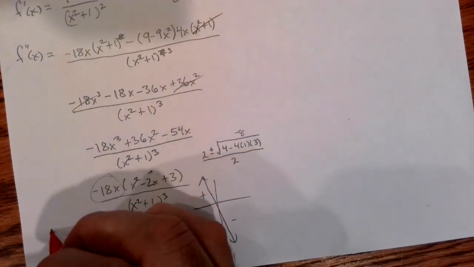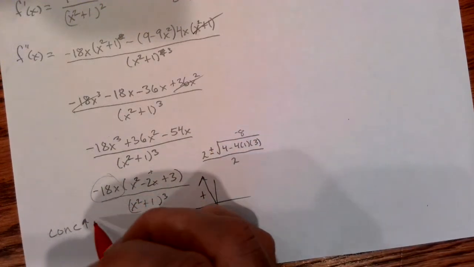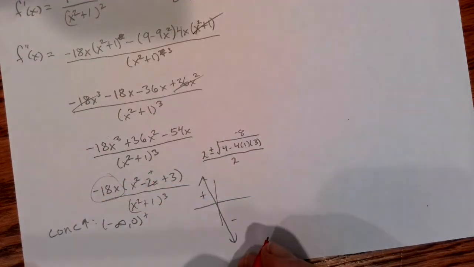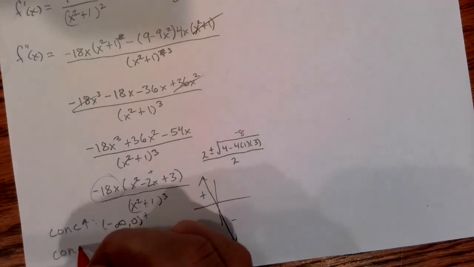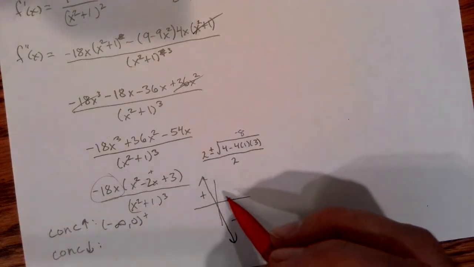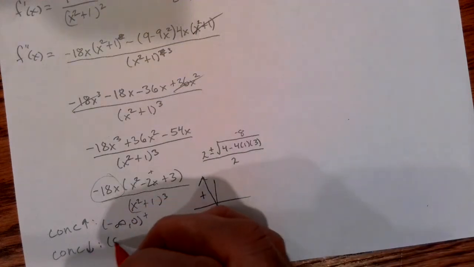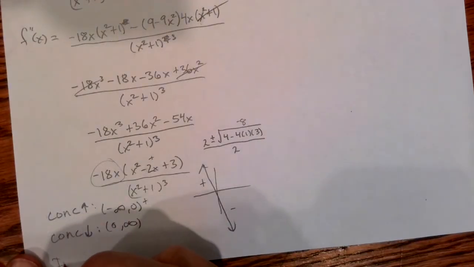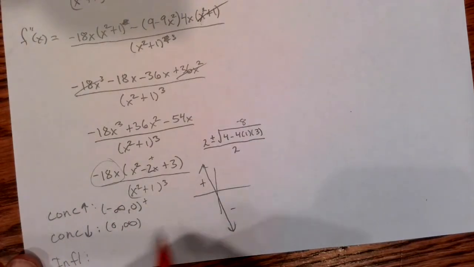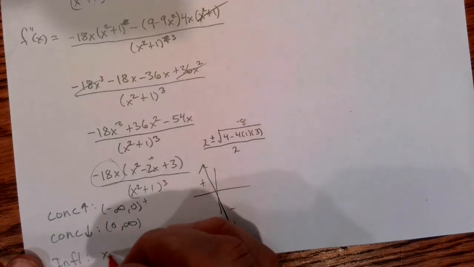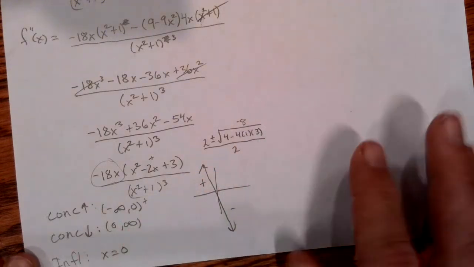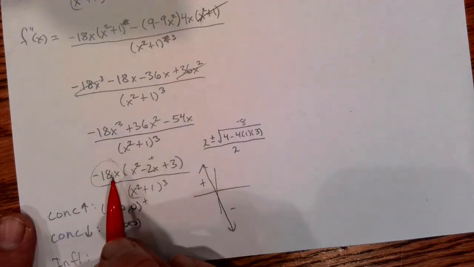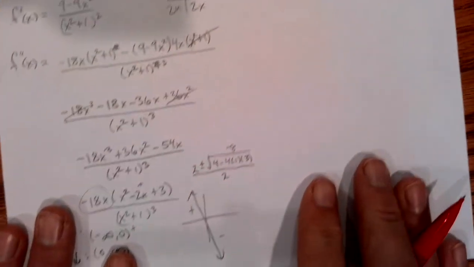So when we're talking about concave up, we're looking at negative infinity to 0. And when we're looking at concave down, we're looking from 0 to infinity. And when we're looking at inflection, we're going to look at x equal to 0. That's where it changes sign. So the point of this one was to talk about the nature of solving for this, as well as identifying that piece.